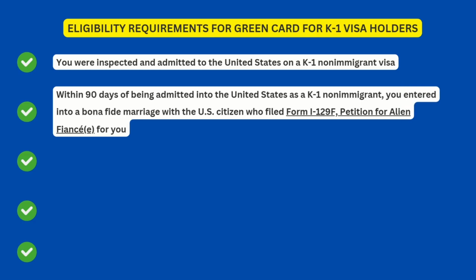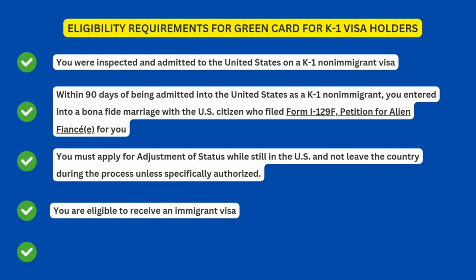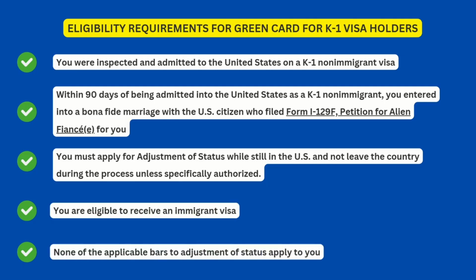Before we start, let us talk about the eligibility requirements in applying for a green card. Number one, you get inspected at the port of entry. Then you get married within 90 days upon your arrival to the United States with your petitioner. Then you must apply for your adjustment of status while still in the United States and not leave the country during the process, unless specifically authorized. You are eligible to apply for an immigrant visa. Non-applicable bars to adjust your status apply to you. These are just some of the eligibility requirements for a green card application. If you want more information, visit uscis.gov.